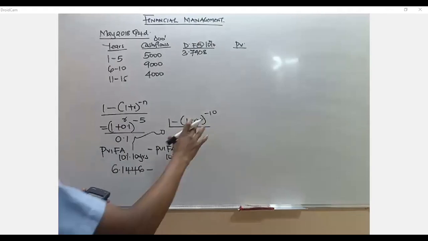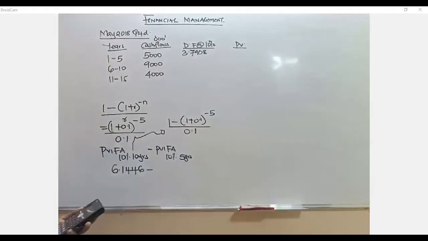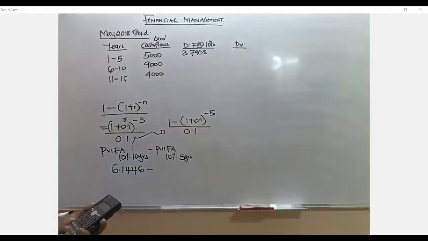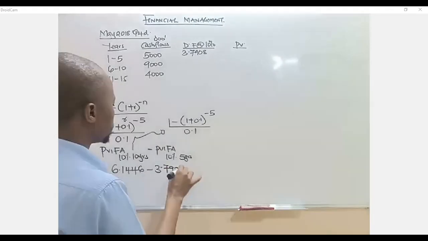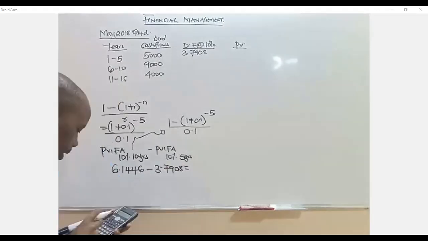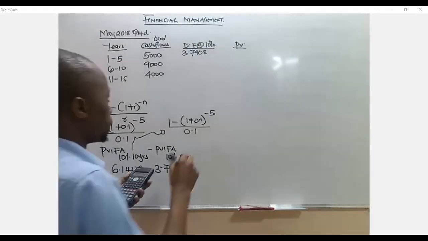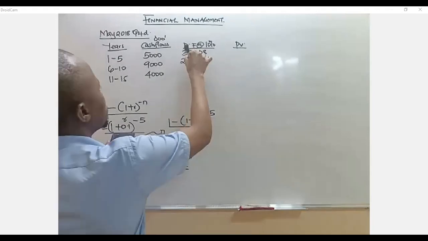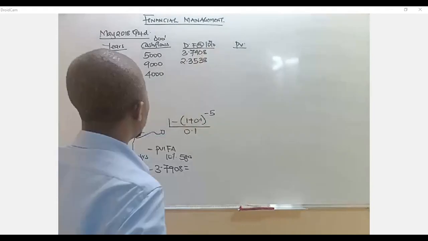Then I just work it out here for 5 years. It will be 1.1 raised to negative 5, 1 minus the answer, then we divide by 0.1. That is 3.7908. So how much am I getting? 6.1446 minus my answer, and you are getting 2.3538. Then we look for the last one.